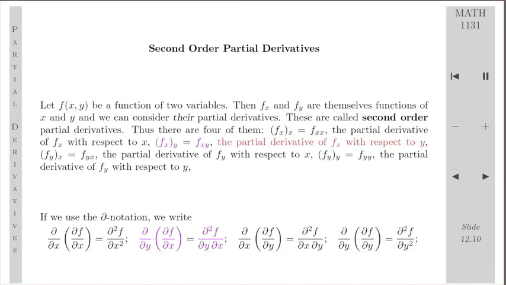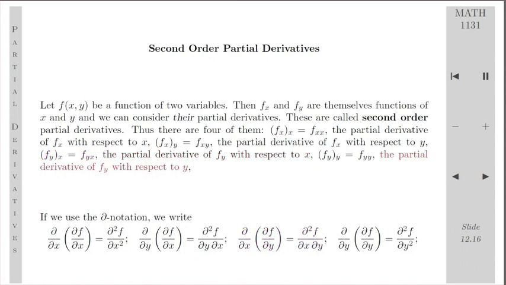Or I can start with the partial derivative with respect to y and then differentiate that with respect to x. We denote that by f sub y and then x, so it's fyx, or with d notation df over dy and then d over dx, so d squared f over dx dy.